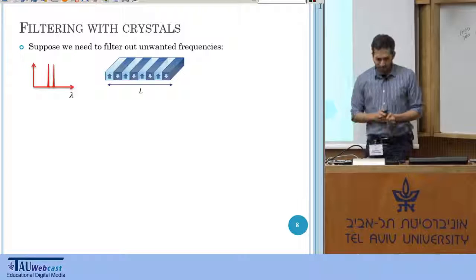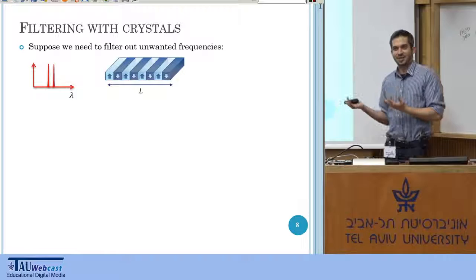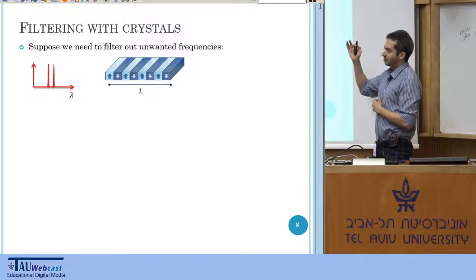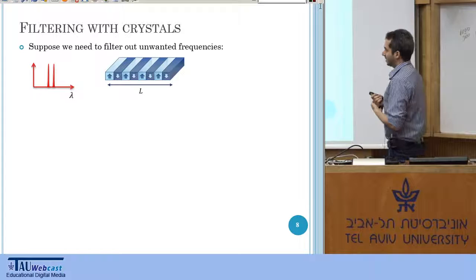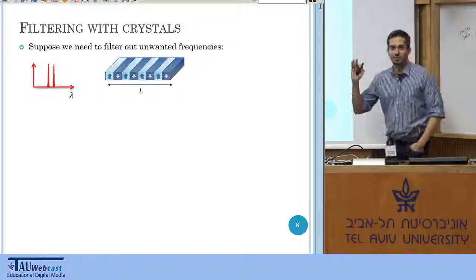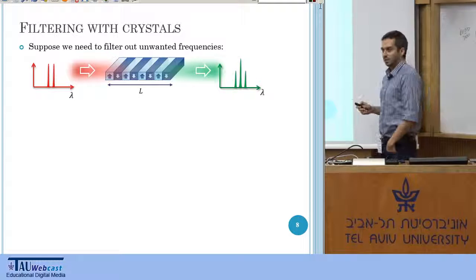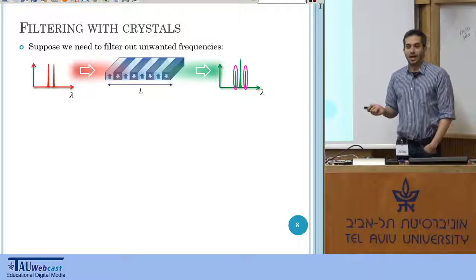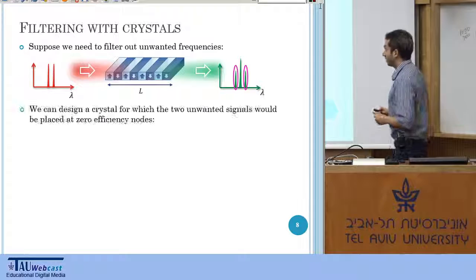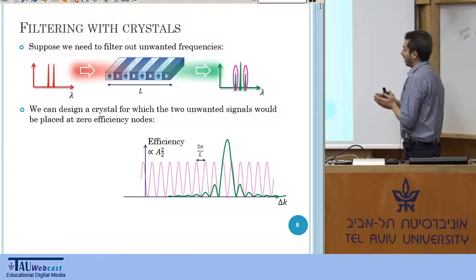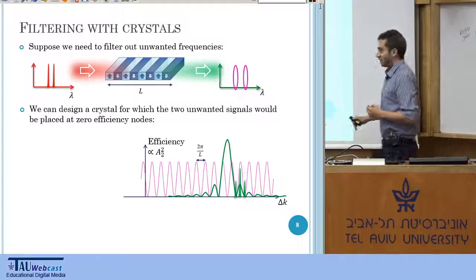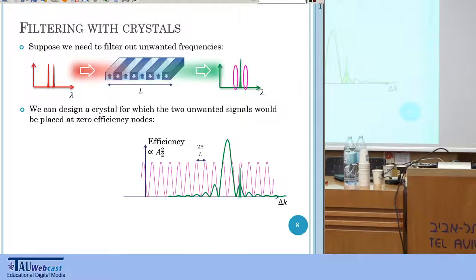So why would oscillations in the efficiency plot interest us at all? Well, the thing is we can use these kinds of crystals in order to filter out unwanted frequencies. For example, assuming you have an input signal of two peaks, two channels of different wavelength, and after they undergo the nonlinear process, what we actually have is three peaks at the output. So let's assume for a second we want to filter out these two extra peaks. And to make this challenging, let's assume that they are very close to one another. So what we can do is place the two unwanted frequencies at the zero nodes, which are close to the first side lobe of the sinc. This way, since these two have zero efficiency, they will be automatically filtered out, and we will be left only with the central wavelength.